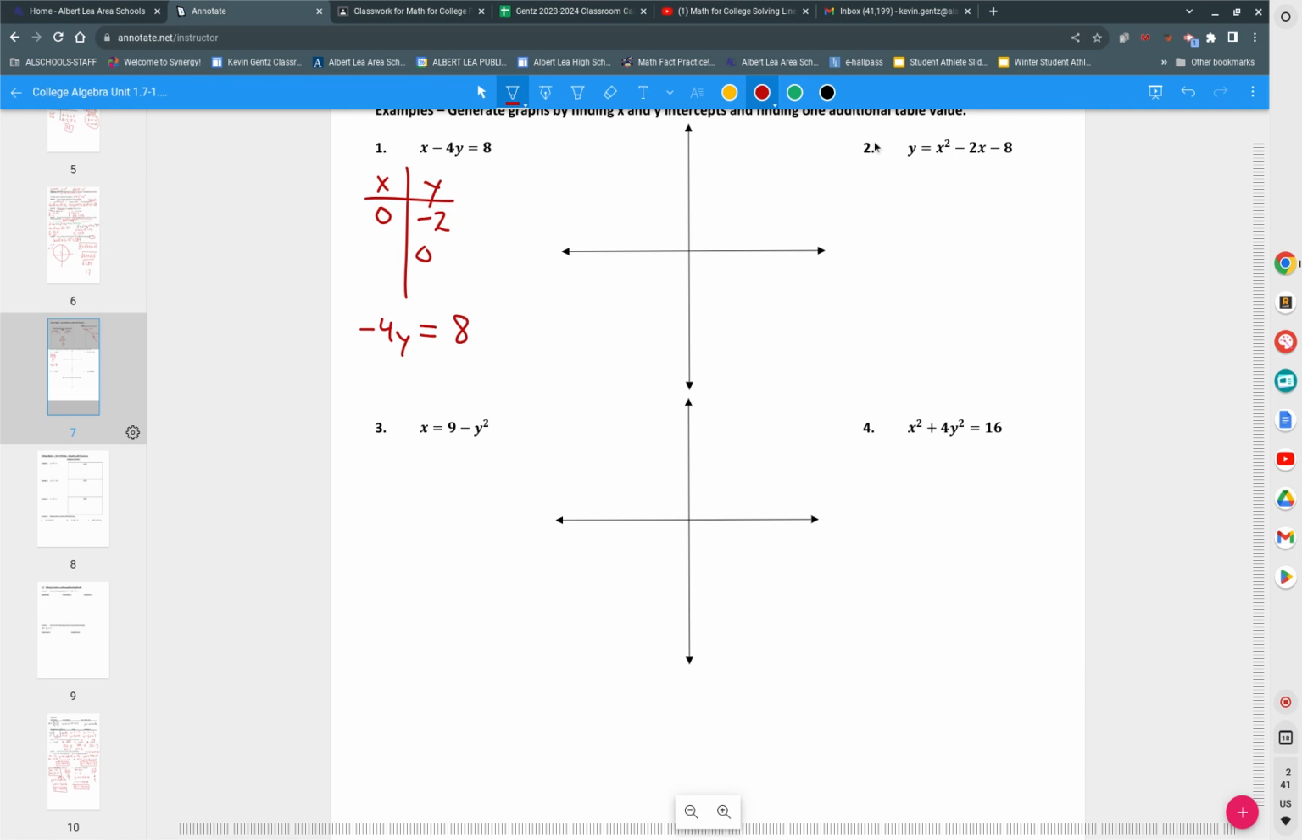Plug in 0 for your y, and notice something that sometimes people like to do is when they plug in, they just like to scratch it out, and you get x is equal to 8. Because if it's 0, it's just going to make everything go away. You get x is 8. So that's enough information to be able to sketch a quick graph. I'm going to do that. 2, 4, 6, 8. I will plot negative 2 for y, and I will plot positive 8 for x.